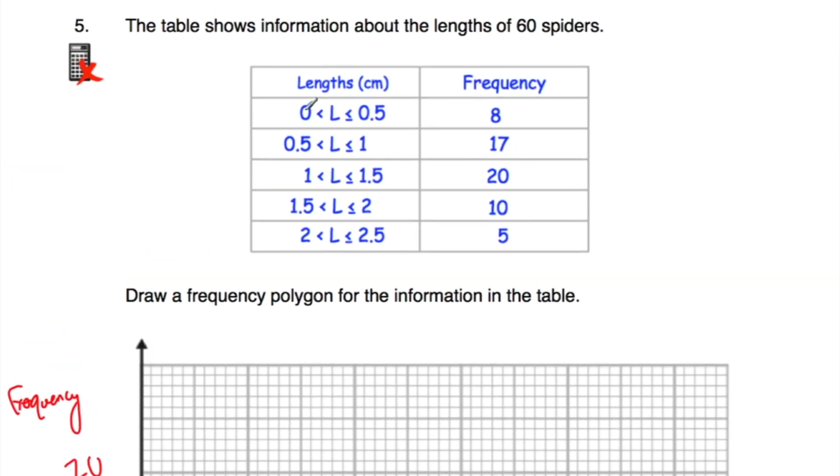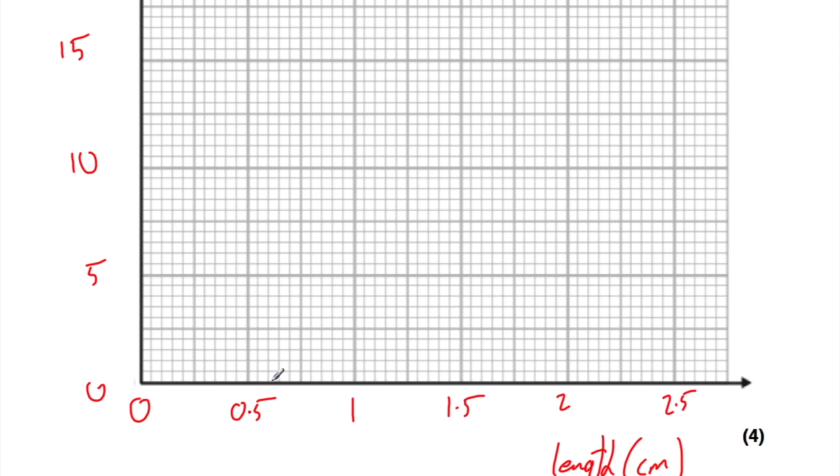So our first point, we want to go in between 0 and 0.5. So the midpoint of 0 and 0.5 would be 0.25 and a frequency of 8. So we're going to go to 0.25. Now what's quite nice is because we've got 0 and 0.5, in the middle is this, and you can see it's a slightly thicker grey line.